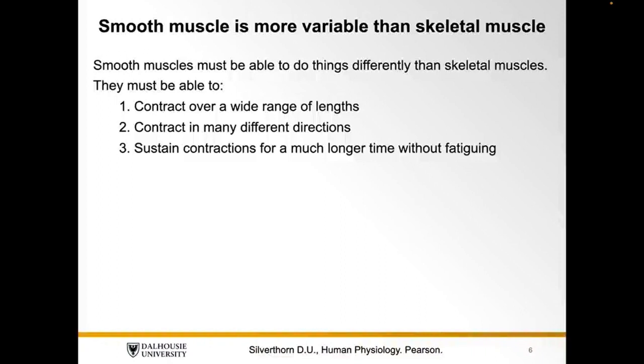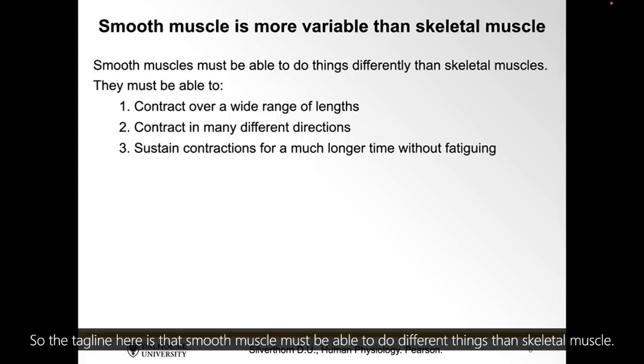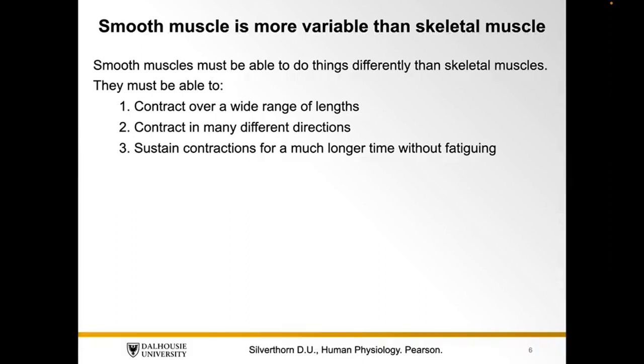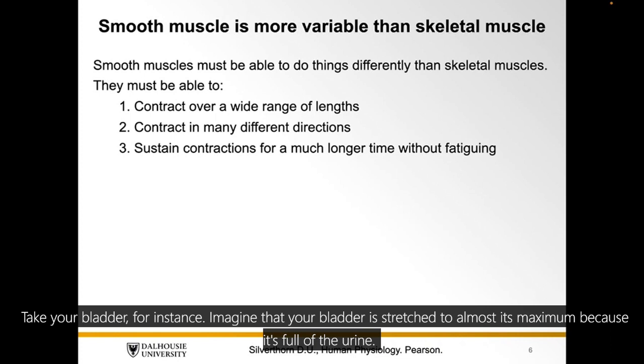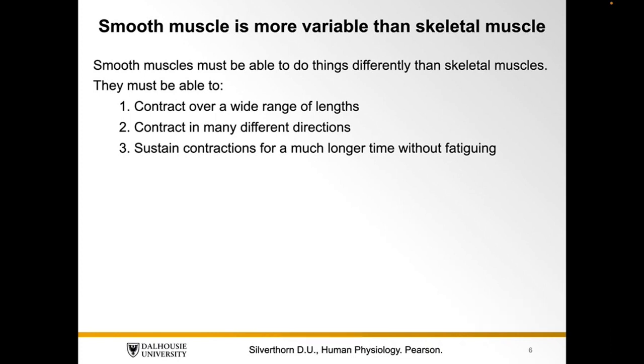Now that we know that smooth muscle cells are different from one another, let's compare them to skeletal muscle. So the tagline here is that smooth muscle must be able to do different things than skeletal muscle. And here are a few examples. Smooth muscles must be able to contract over a wide range of lengths. Take your bladder, for instance. Imagine that your bladder is stretched almost to its maximum because it's full of urine. So all the smooth muscle cells that line your bladder are stretched almost to their maximal capacity.